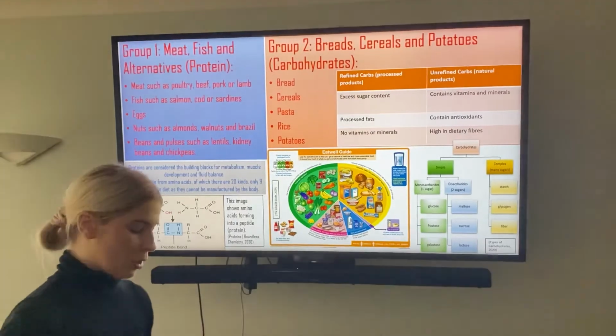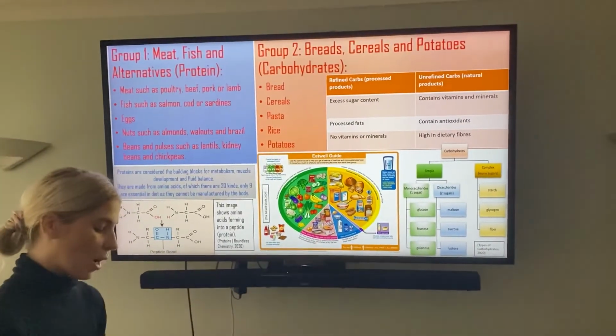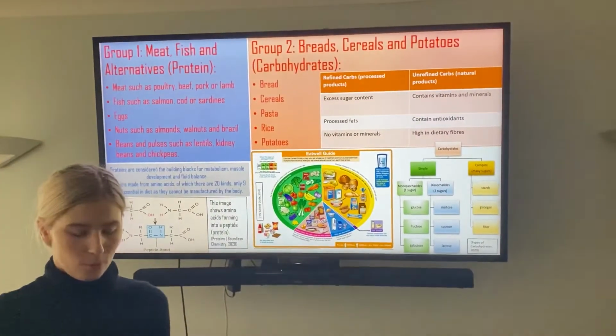Oily fish such as salmon or trout are high in omega-3 fats, which help to defend against heart disease and other health problems.